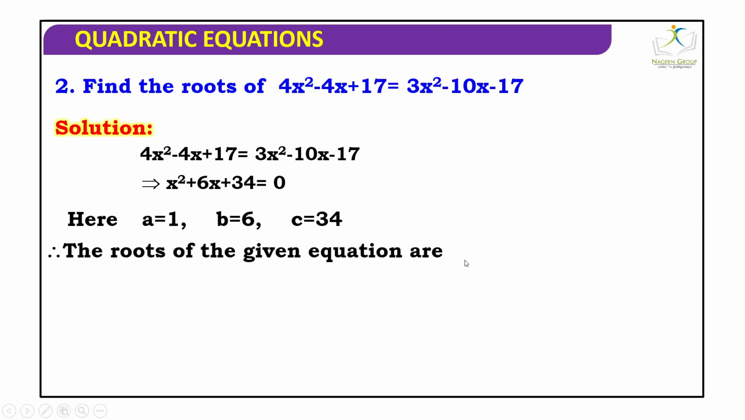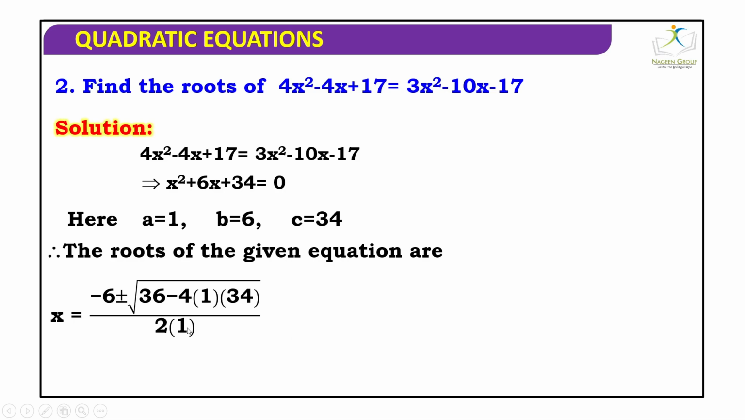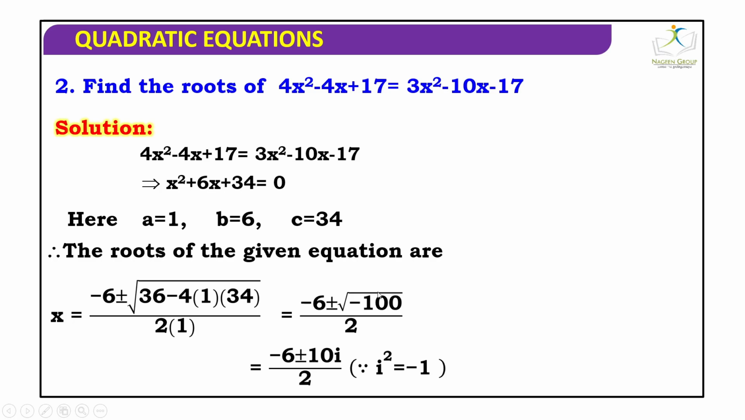The roots of the equation are given by the formula minus b plus minus under root of b square minus 4ac divided by 2a. B square means 6 square, minus 4, the value of a is 1, the value of c is 34, divided by 2 into a. From here it is minus 6 plus minus under root of minus 100 divided by 2. So from here if you see, it is coming minus 100. Right students? So from here we use the complex number. What is the complex number? If you are taking under root of minus 1.